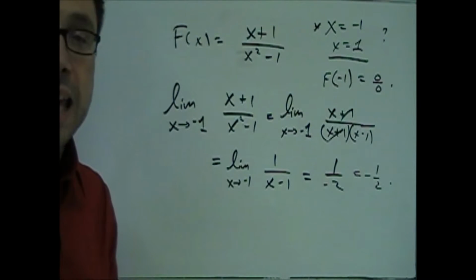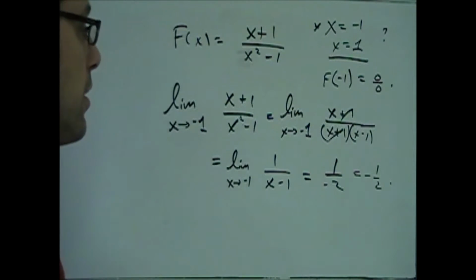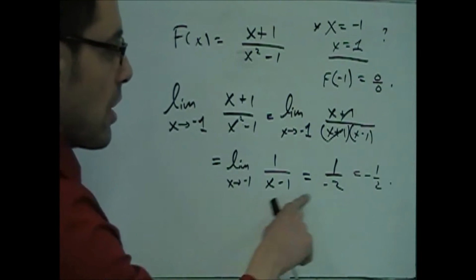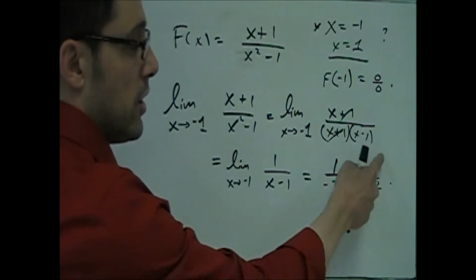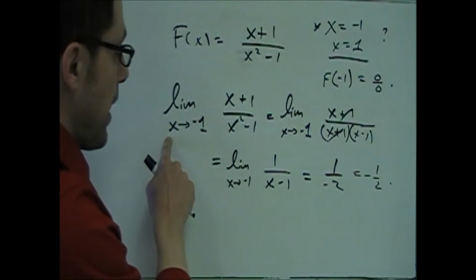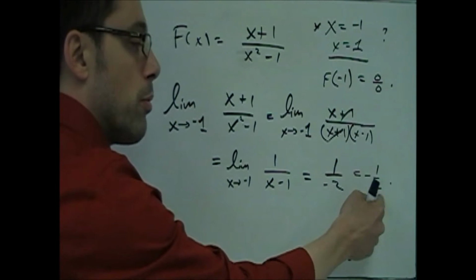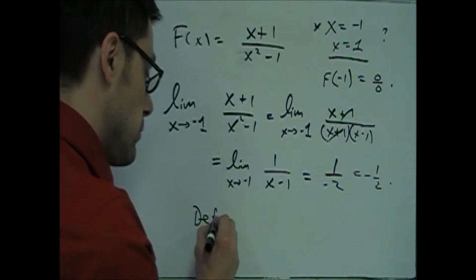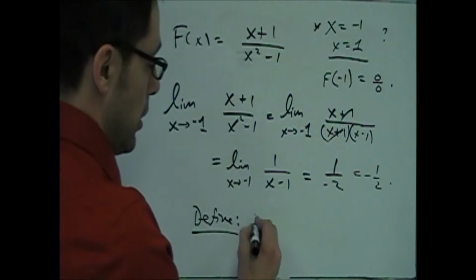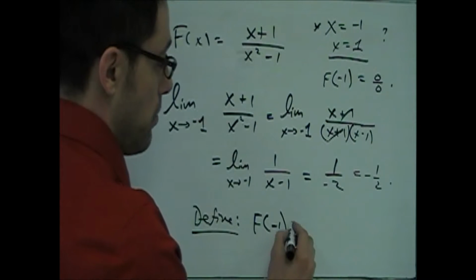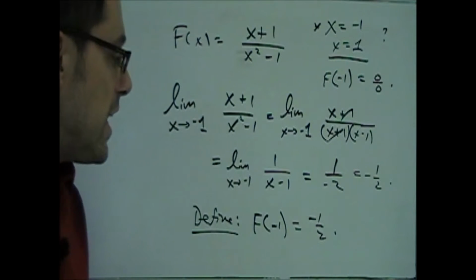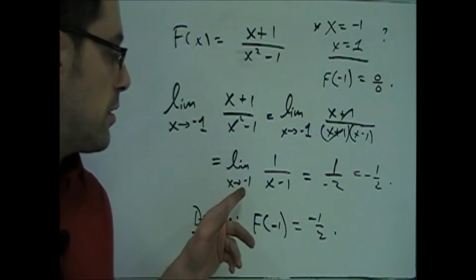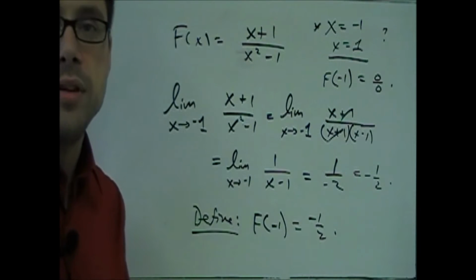The key is that I can make it continuous by simply defining the function at that one point. So what I mean by that is, since I know that the function is well behaved, the limit exists, and I know in fact that as x approaches -1, the function will approach -1/2 from both sides, I want to define the following. I want to let f of -1 be equal to -1/2. If I do that, I make the function continuous at the point -1, at the x value -1.